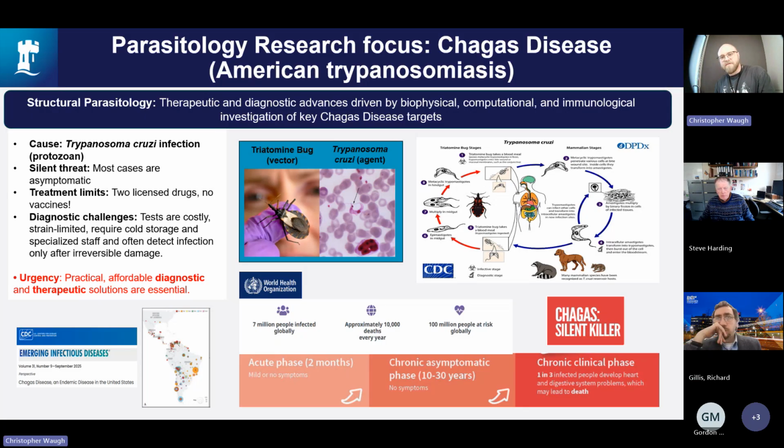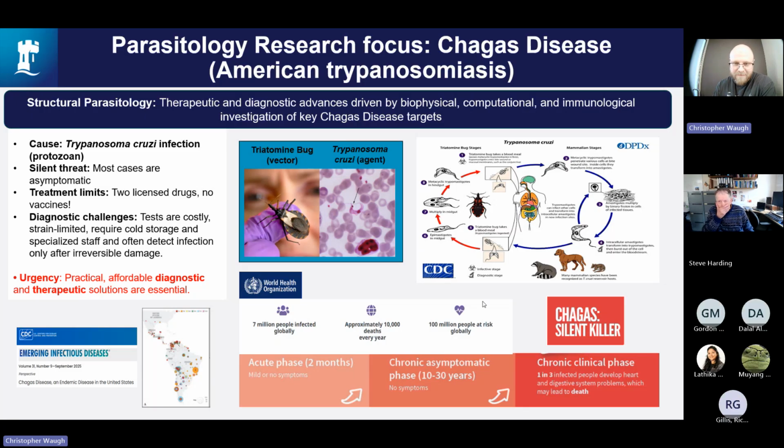have is very, very severe chronic complications, in about 30% of cases, relating to the heart and the gastrointestinal system. And it basically kills approximately 10,000 people a year, they suspect. And we think, WHO has predicted, about 7 million people infected globally with Chagas.